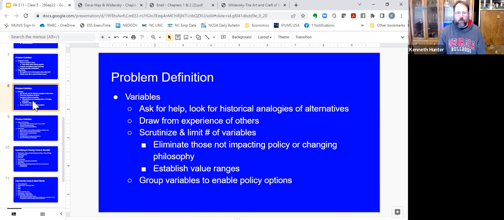And also, when it comes to establishing variables, you want to have value ranges. You want to have some flexibility, but not too much. And then as you work and identify the variables, they need to be grouped so that you can enable what your options are with respect to policy, in terms of maybe different policies, or maybe the different manners or approaches in which you can choose to implement a policy.